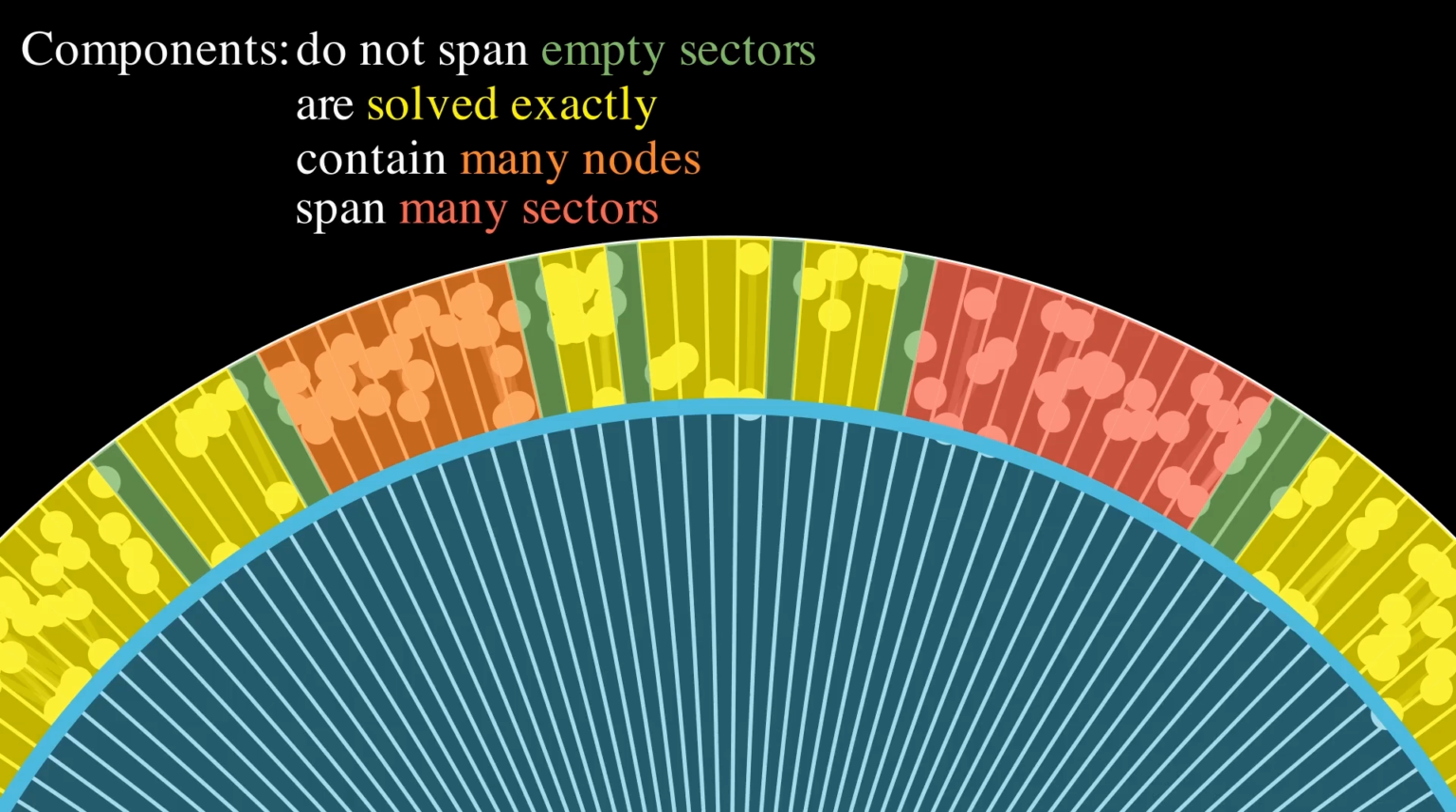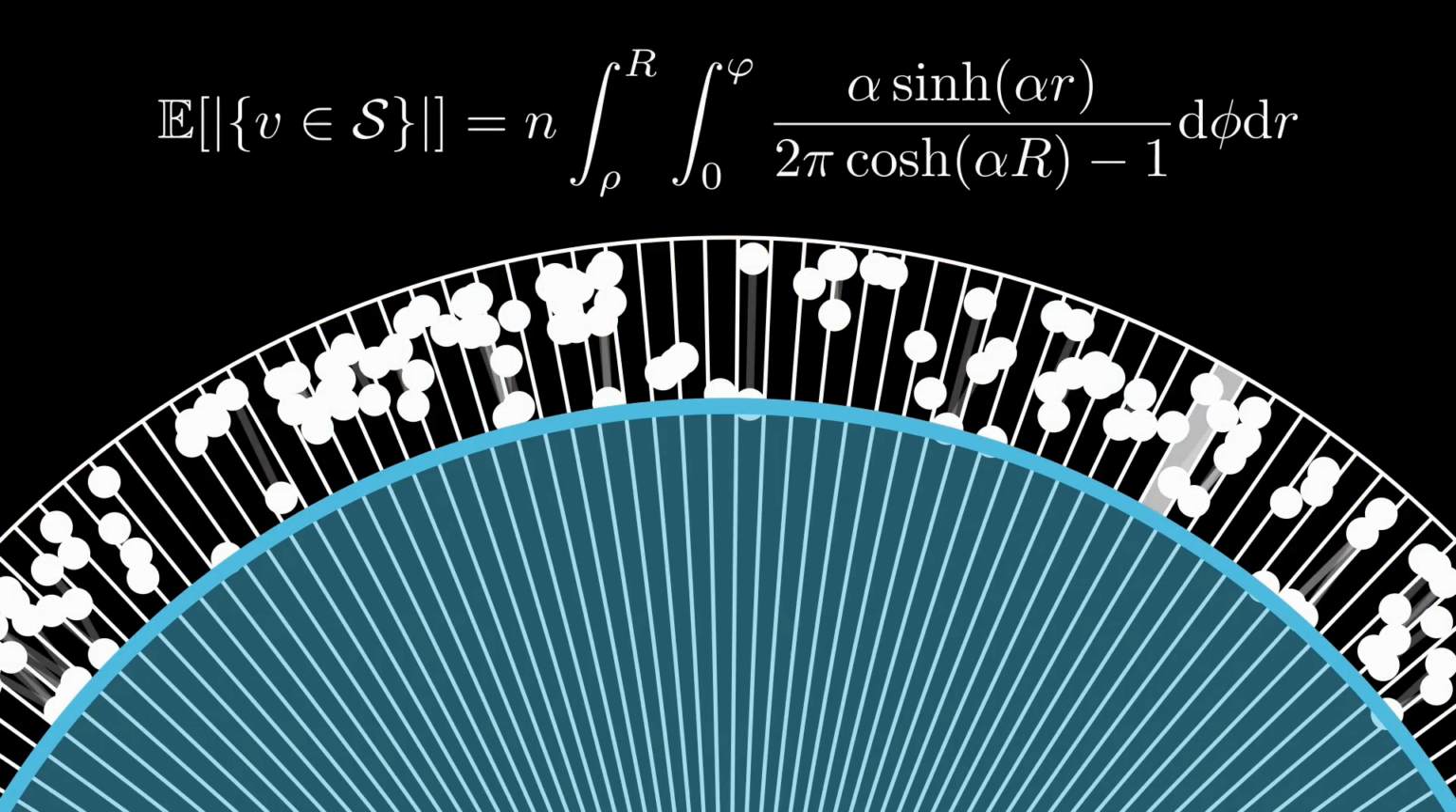This essentially means that the whole analysis boils down to understanding how many vertices fall into a sector, and this is something that we can just compute. The first step is determining the expected number of vertices in a sector. The formula itself is not particularly relevant at this point, but the limits of the integrals are.